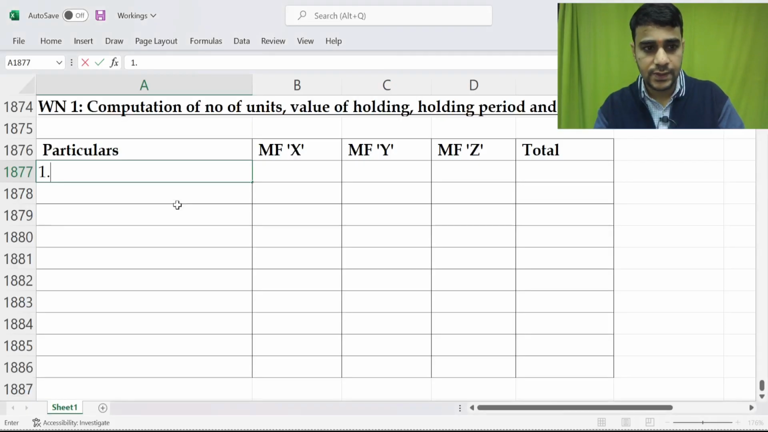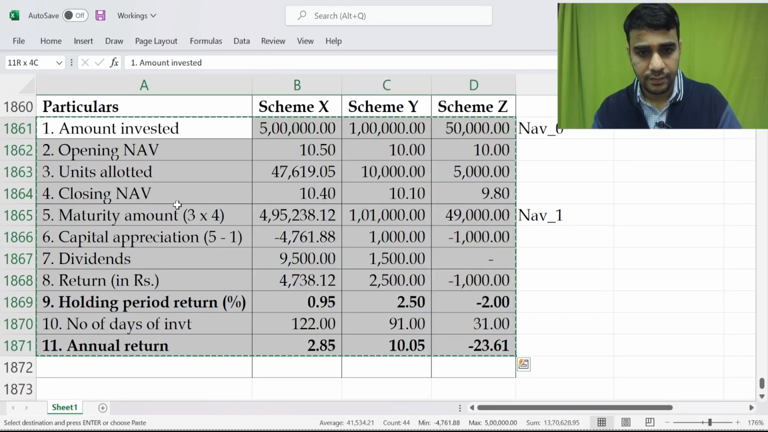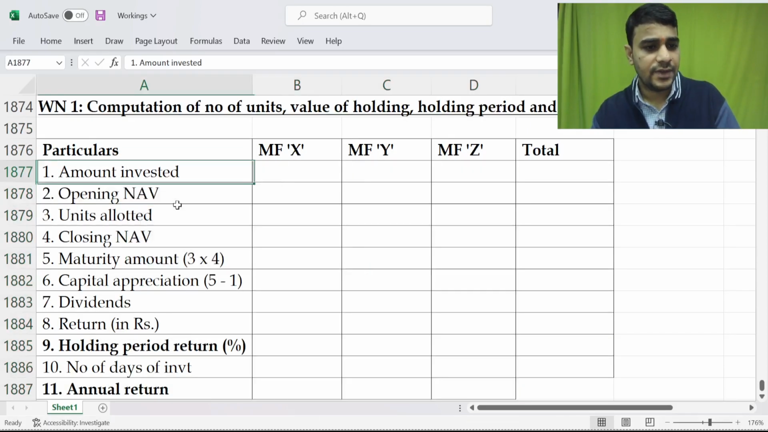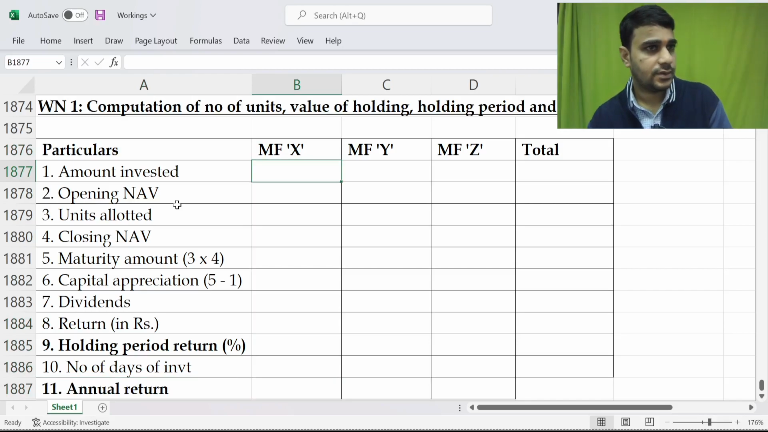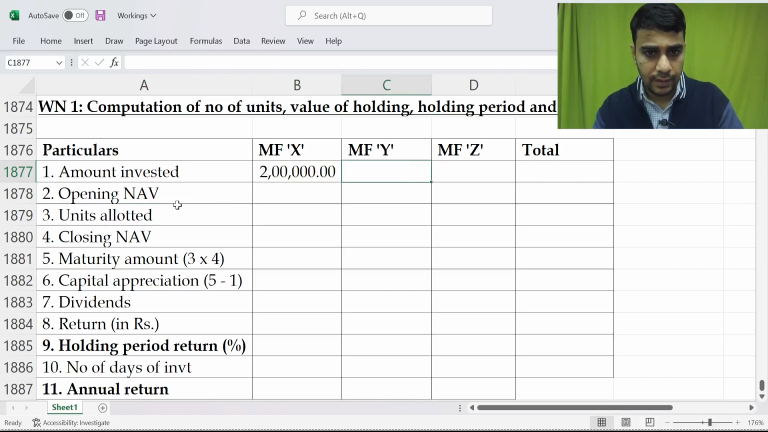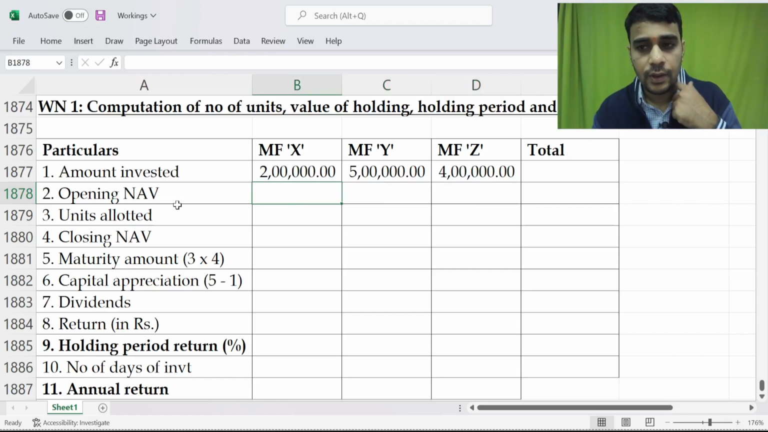Point number 1, amount invested. Almost going to be a similar calculation, with some changes here and there. Amount invested. How much amount invested in mutual fund X? 2 lakhs. Y is 5 lakhs. Z is 4 lakhs. I need total only for a few rows, I don't need it for all. I'll see it later.